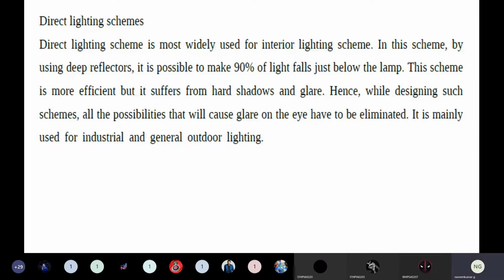Direct lighting scheme. It is most widely used for interior lighting. So wherever you look for domestic lighting, whatever domestic lights you are observing in your household, they are all direct type of lighting schemes only. So what we are trying to do in this type of lighting scheme, we use deep reflectors. Deep reflectors are nothing but those reflectors which provide multi-dimensional reflections, that is, reflections happening thrice in comparison to regular reflection on a plane surface.